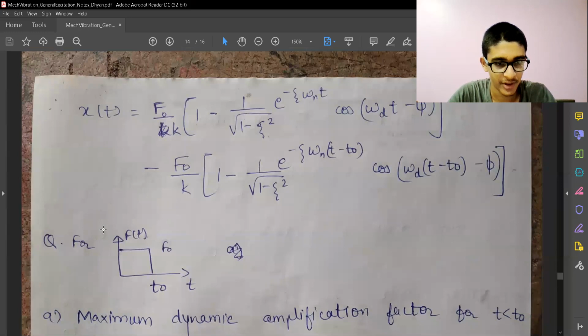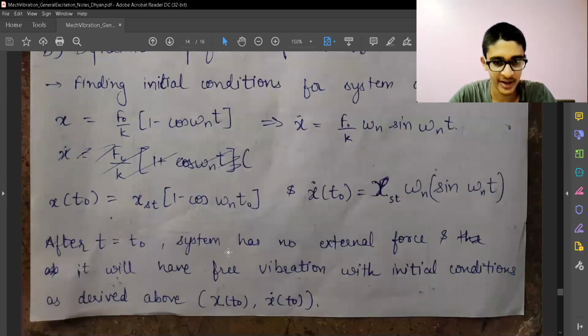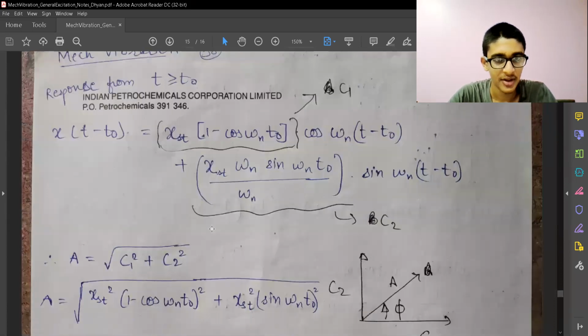After t is equal to t0, the system has no external force. So after t0, there is no external force. It is going to vibrate under whatever earlier force has been applied to it. So it will be free vibration with initial conditions as we have derived earlier. So these were the initial conditions, and this is the response for x when time is greater than t0.